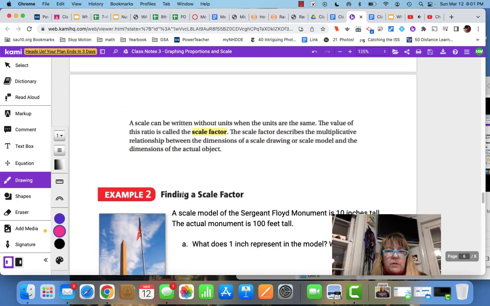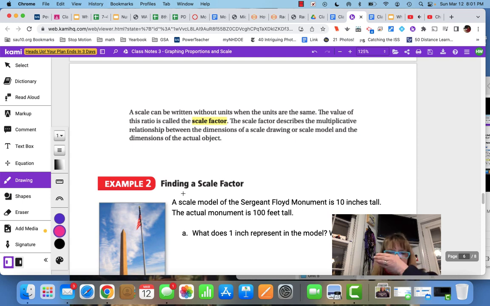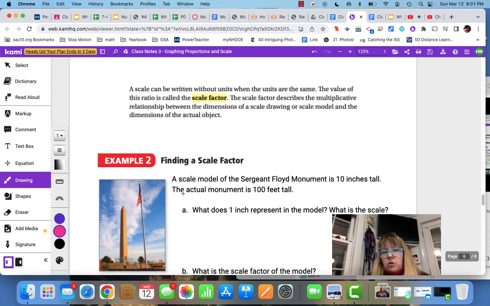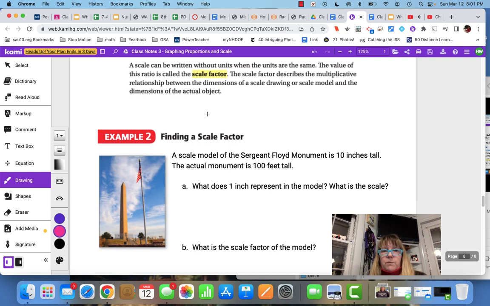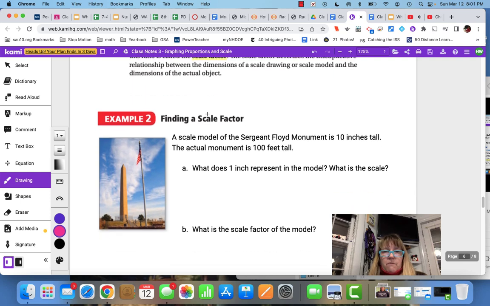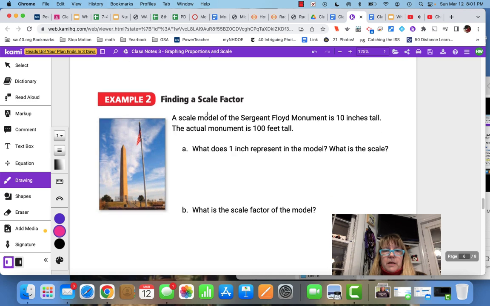All right, so scale can be written without units when the units are the same. The value of this ratio is called a scale factor. Like in the trains with Mr. Whitney, the scale factor is 1 to 87. So it means 1 inch on a model is 87 inches on the real thing. 1 centimeter on the model is 87 centimeters on the real thing. So scale factor describes the multiplicative relationship between the dimensions of the scale drawing or model and the actual thing.